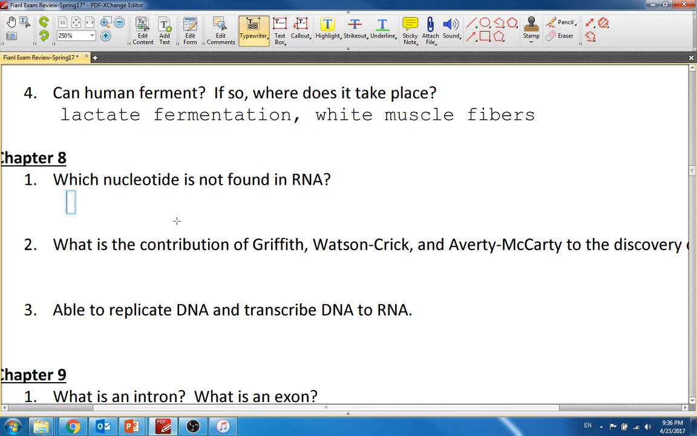Chapter 8. First question, which nucleotide is not found in RNA? Basically, we learned 5 different types of nucleotides. There's adenine, guanine, cytosine, thymine, and uracil. RNA does not have thymine.